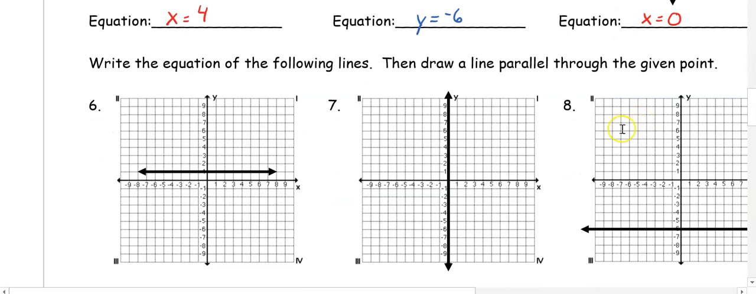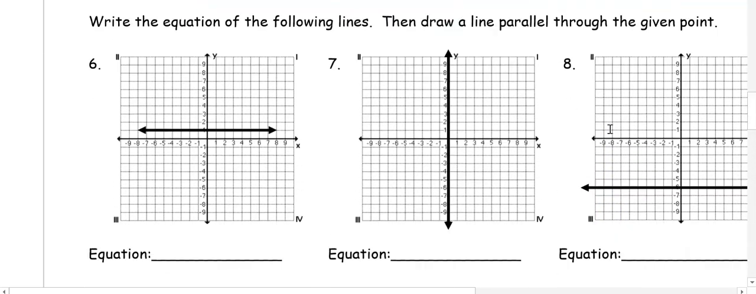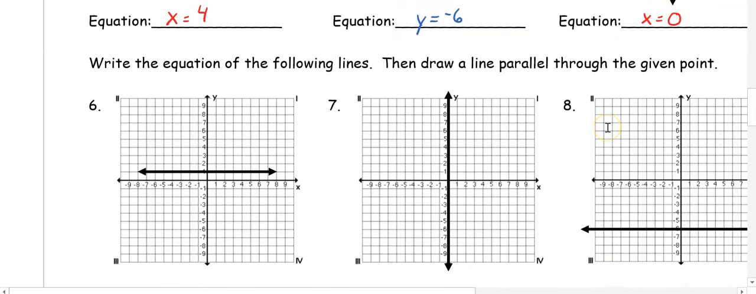So now we're going to take it one step further. We're going to write the equation of the line, and then we're going to draw a line parallel through the given point. So remember, to be parallel, you are running the same direction, and you're never going to intersect. If it's a horizontal line, we want to draw a horizontal line through the given point. If it's a vertical line, we want to draw a vertical line through the given point.